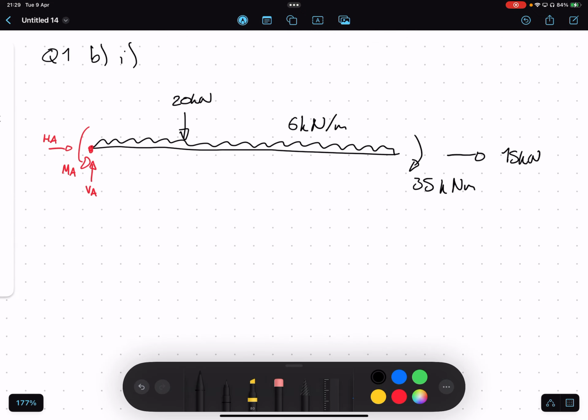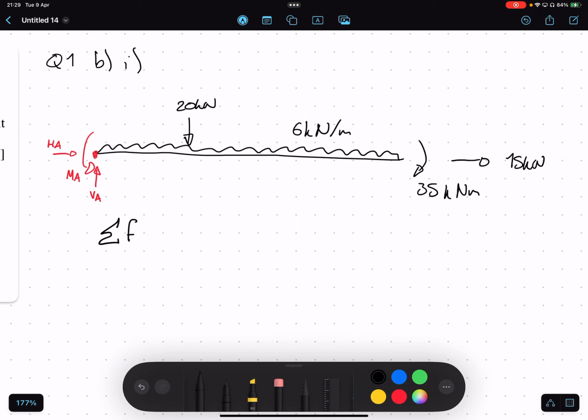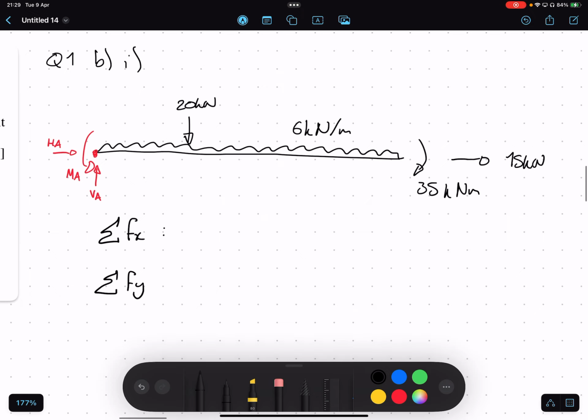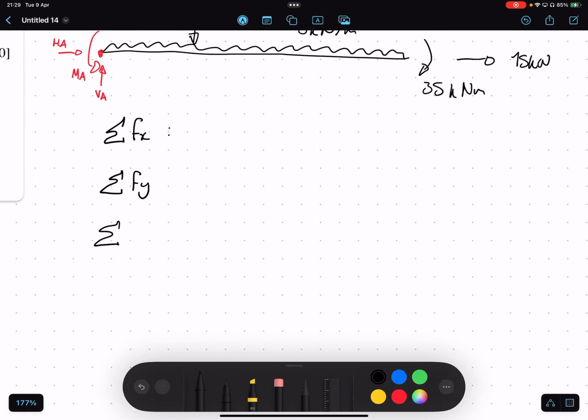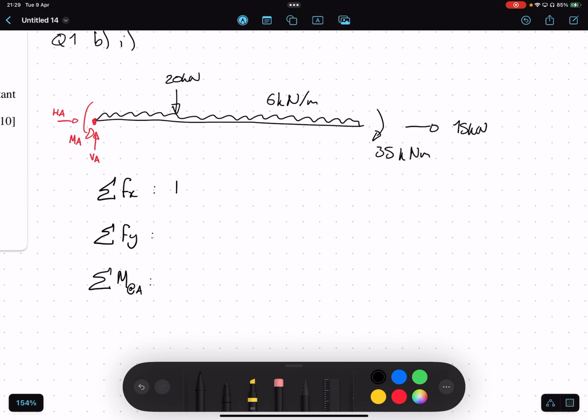So looking at our free body diagram here, we can start to jot down the forces in the X direction, these forces in the Y direction, and then finally our moments. And let's just also denote that these are moments about A. So let's start with the X direction, the horizontal direction. Here we're going to have HA plus 15, which is equal to 0.